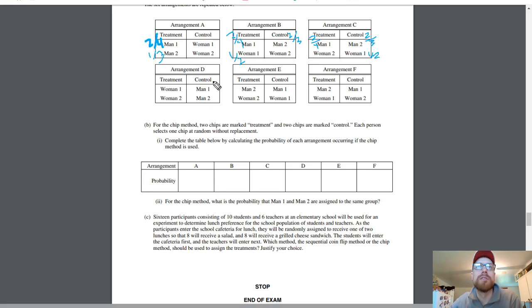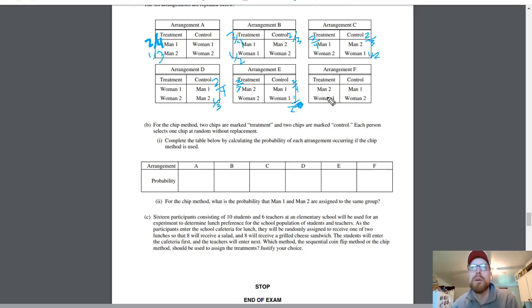Alright, this is going to be 2 out of 4. And then this is the same as there, right? It's 1 out of 3. Here, man 1, 2 out of 4, and 2 out of 3. And then woman 1 will have 1 out of 3 that she selected, or 1 out of 2, sorry.